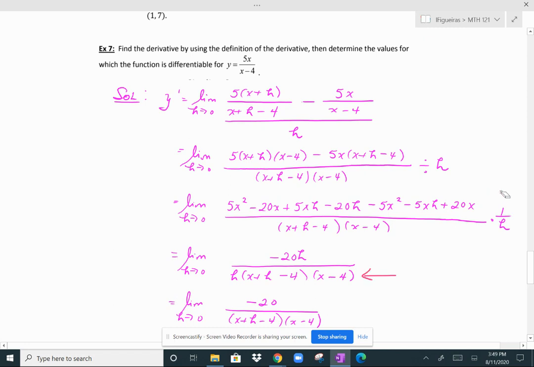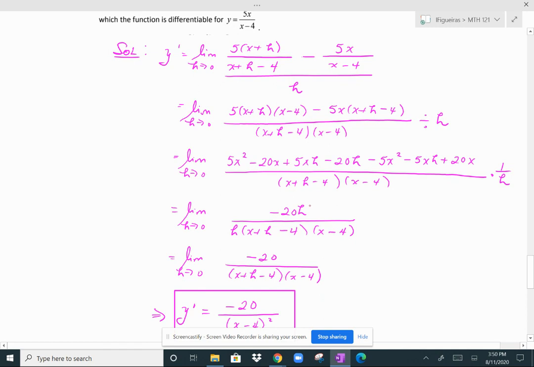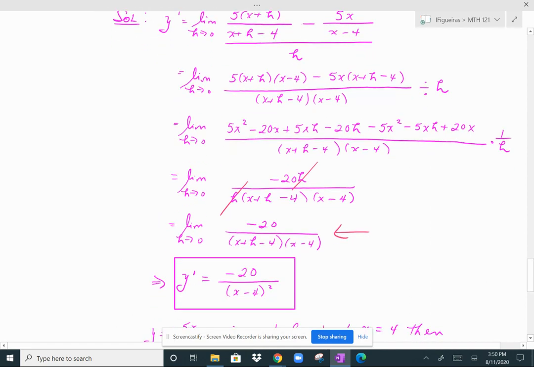So the numerator, lots of things cancel. You end up with negative 20h over that denominator. At this point, the h's cancel, which is good news because then I can apply direct substitution. So at this point, you can apply direct substitution. So you end up with negative 20 over x minus 4 to the second power. And that's your general derivative.